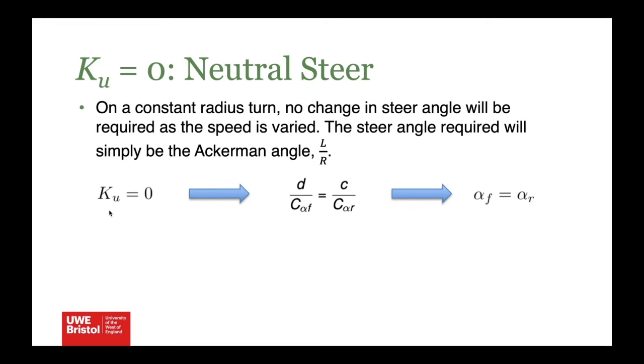Okay, so that's quite a desirable characteristic. It's not always possible depending on the vehicle. Anyway, so we've got this zero understeer gradient. So the slip angles front and rear are the same thing. Okay, alpha F equals alpha R, and that means that the steer angle itself is simply L upon R.